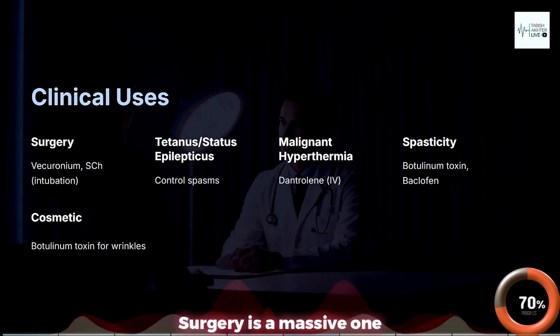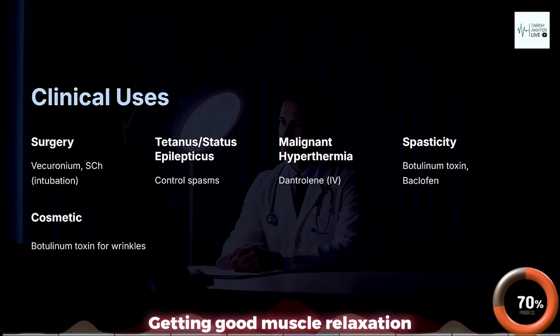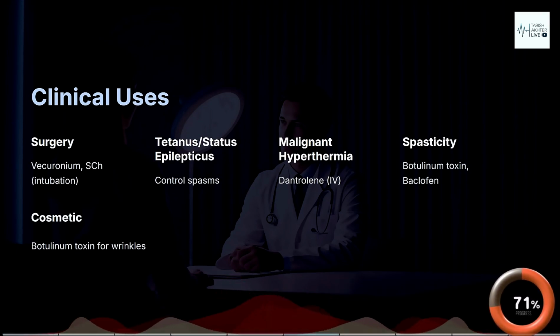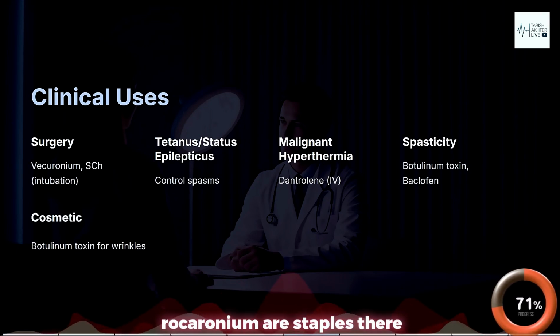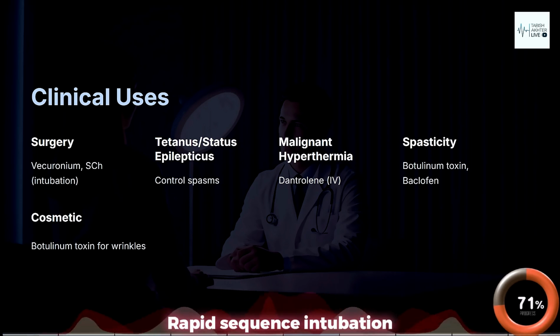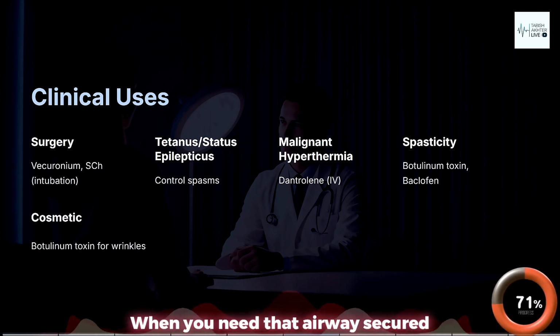Oh, all over. Surgery is a massive one. Getting good muscle relaxation makes the surgeon's job much easier, safer sometimes. Vecuronium, rocuronium are staples there. And SCh for the quick intubation. Exactly. Rapid sequence intubation. When you need that airway secured now.